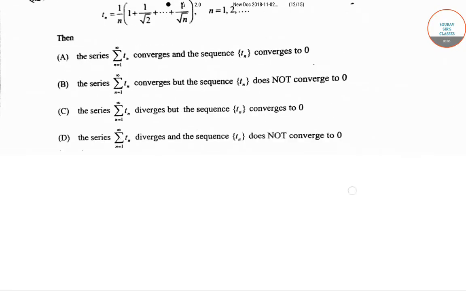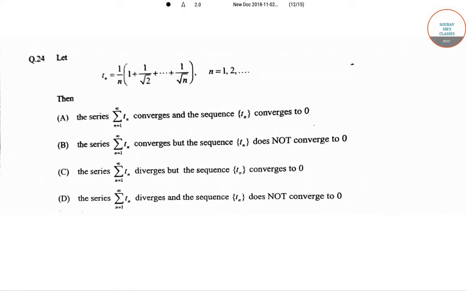The question is, let Tn = (1/n)(1 + 1/√2 + ... + 1/√n), where n goes from 1 to infinity. Then option A, the series summation Tn converges and the sequence Tn converges to 0. Option B, the series summation Tn converges but the sequence Tn does not converge to 0.